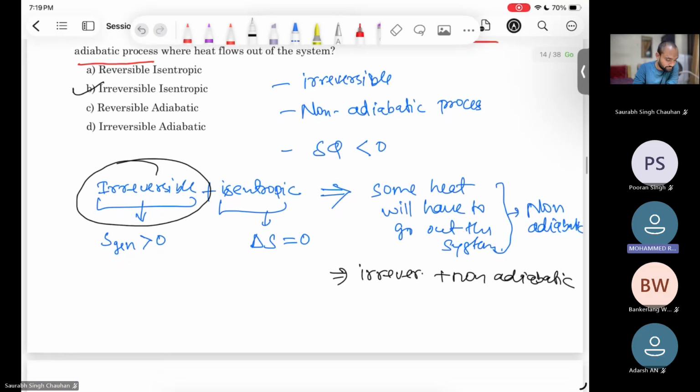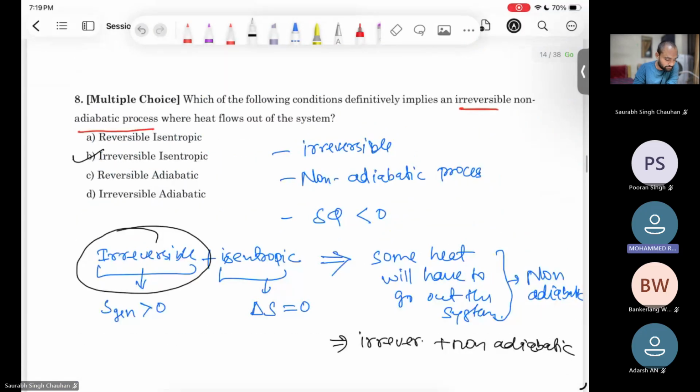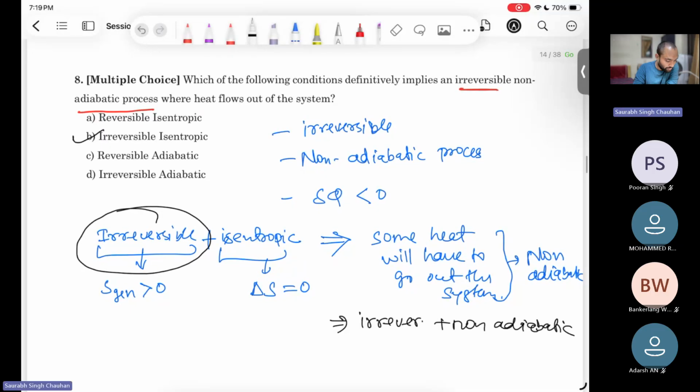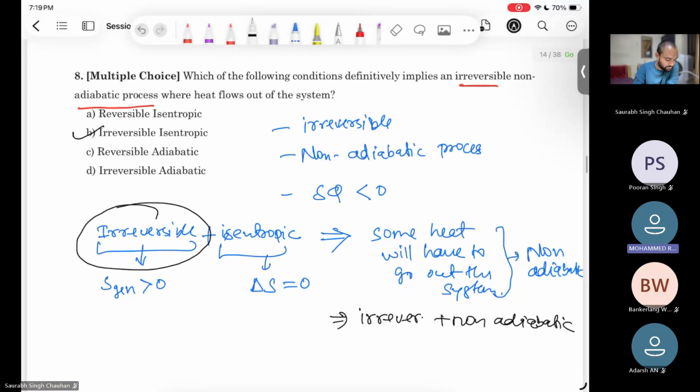Okay. Sir, the second name of the adiabatic process is isentropic. No. No, it is not. If you are an adiabatic process, that simply means that there is no heat transfer. But if there are internal irreversibilities, then entropy can increase and that process will no longer be isentropic.